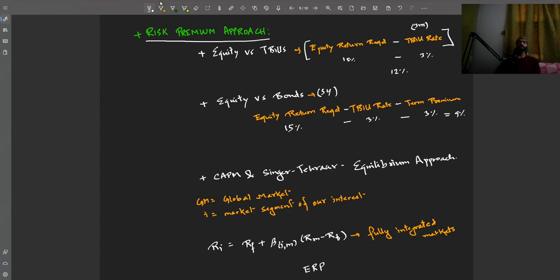The next approach is the equilibrium approach. Now there are two methods to it. One is the CAPM approach, which is a simpler method. And then there is the Singer-Terhaar approach, which accommodates a certain degree of excess variability also. We'll look at which variability it accommodates, and first we will discuss what the CAPM is.